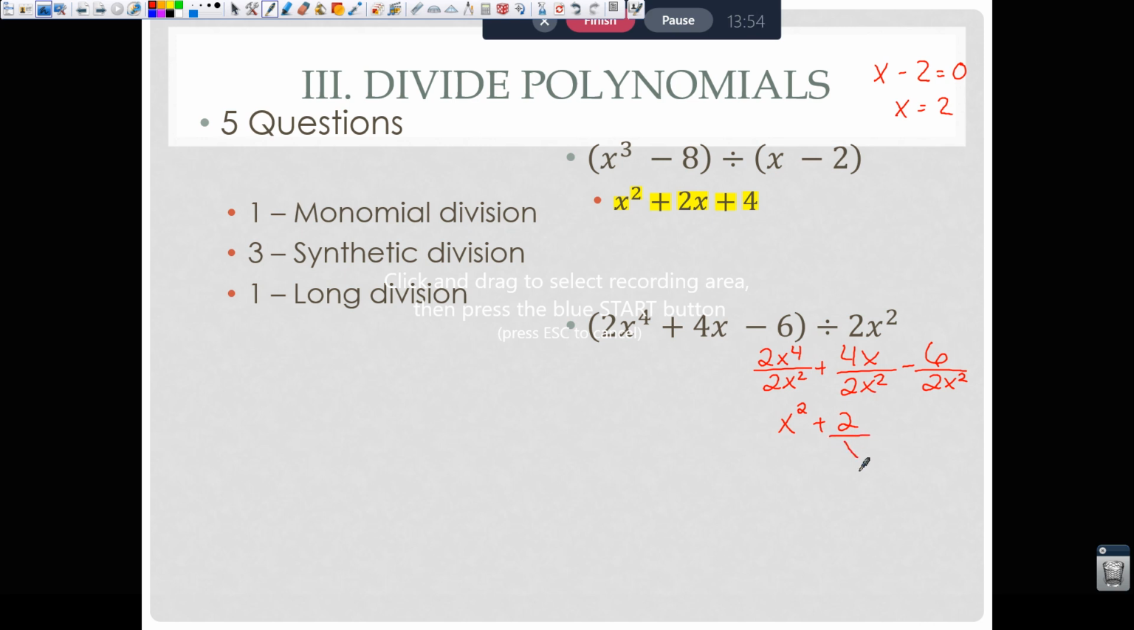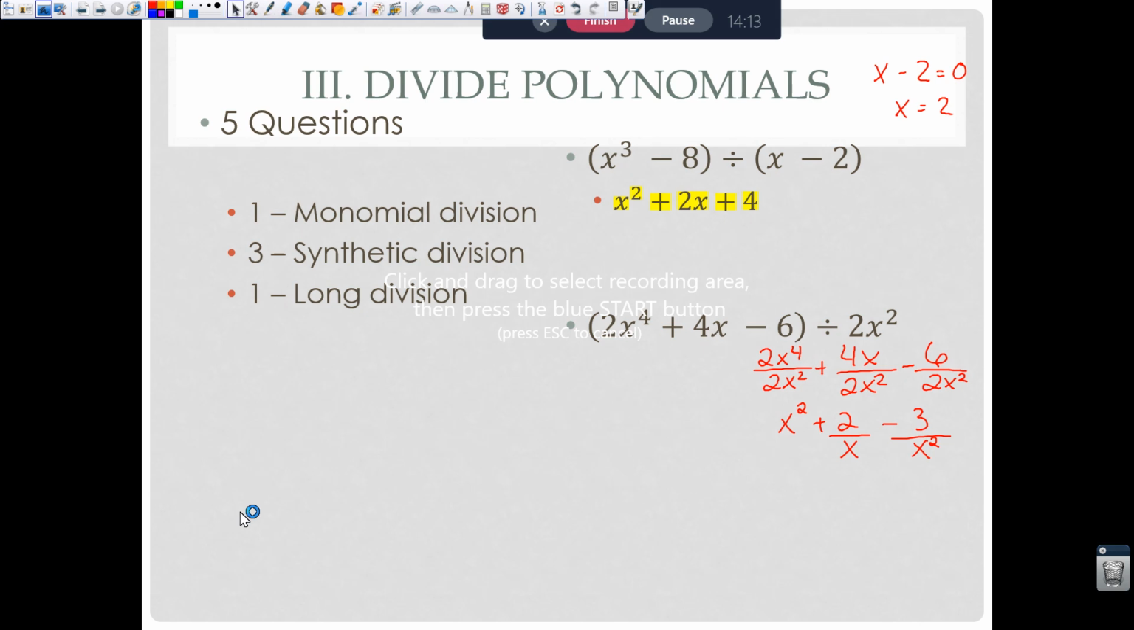So that is going to be, remember when we have a negative exponent, it brings it to the bottom. So that's going to be 2 over x. Okay, 6 divided by 2 is 3, so negative 3. Okay, I can't divide my x squared by anything, so this is just going to be x squared on the bottom. So my answer is x squared plus 2 over x minus 3 over x squared.